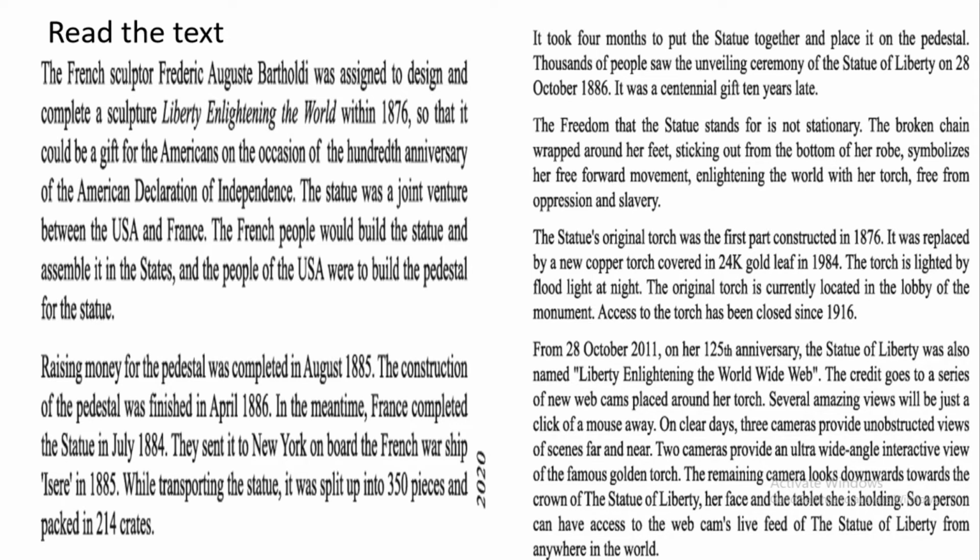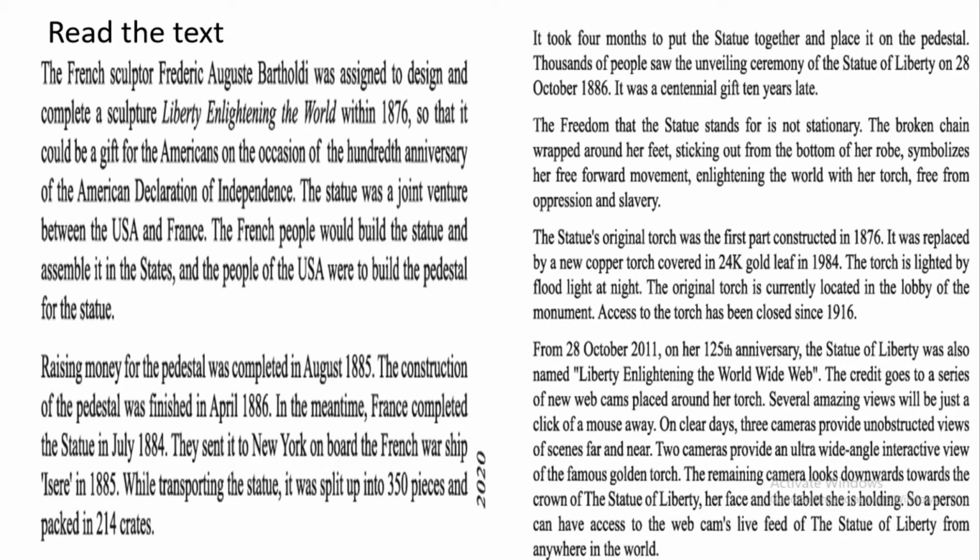Thousands of people saw the unveiling ceremony of the Statue of Liberty on 28 October 1886. It was a centennial gift 10 years late. The freedom that the statue stands for is not stationary. The broken chain wrapped around her feet, sticking out from the bottom of her robe, symbolizes her free forward movement, enlightening the world with her torch, free from oppression and slavery.